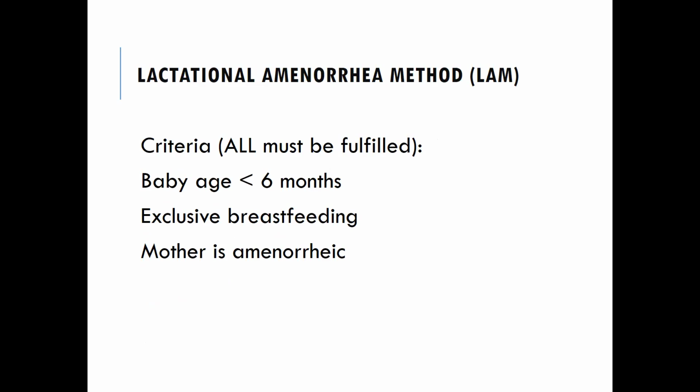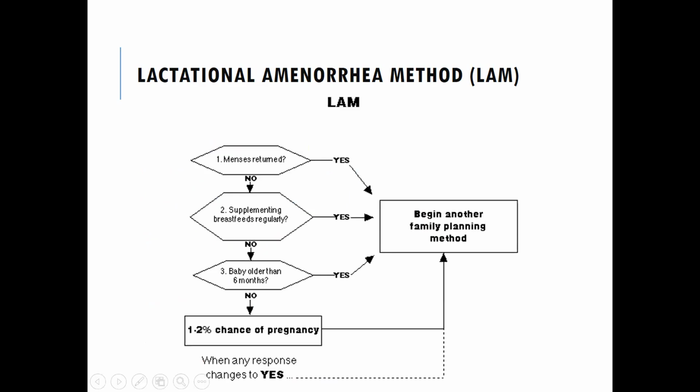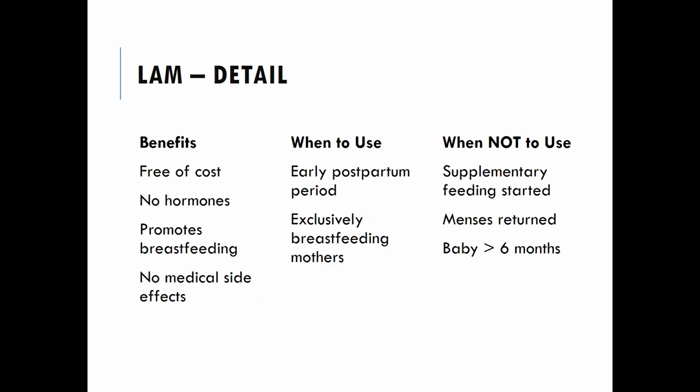First of all, we will go through the detail of lactational amenorrhea method, that is LAM. There are three criteria for LAM and all of them should be met to achieve the goal. First one is baby age less than 6 months, exclusive breastfeeding, and mother is amenorrheic. This is the pictorial demonstration of the same concept. If either the menses have returned, or breastfeeding is supplemented, or the baby is older than 6 months, if any of the questions is answered as yes, then we have to begin another family planning method.